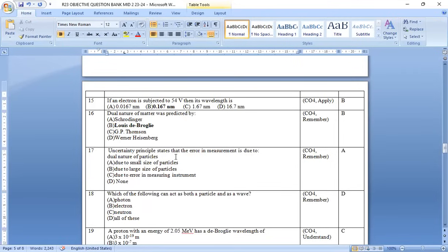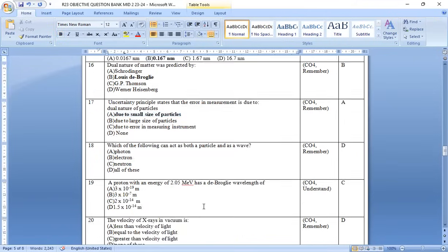Uncertainty principle states that the error in measurement is due to dual nature of particles, due to small size of particles. Yes, option A is the right answer. Which of the following act as both particle and wave? Photon, electron, neutron, all of these. Yes, all of these will act as both. So option D is the right answer.